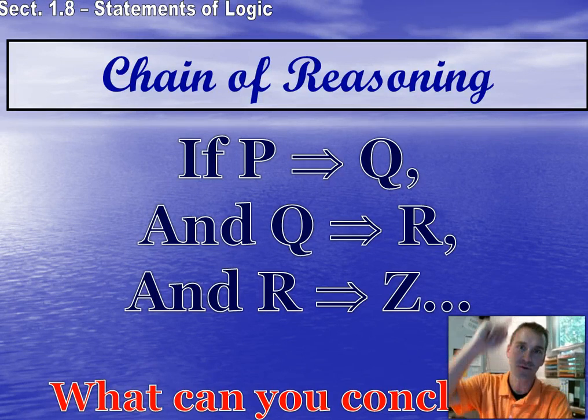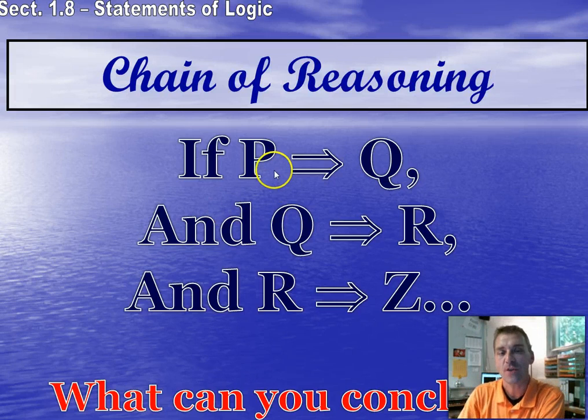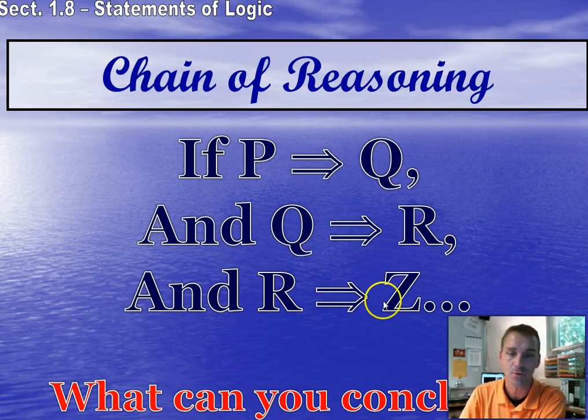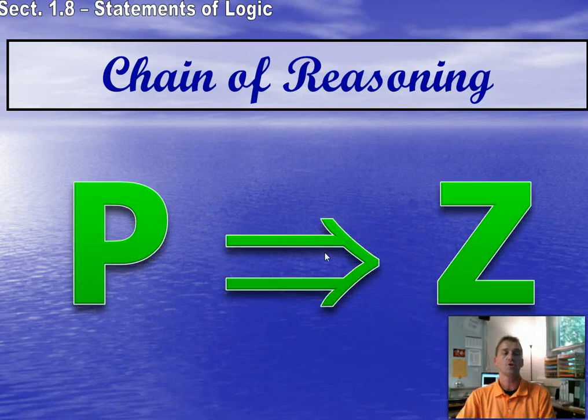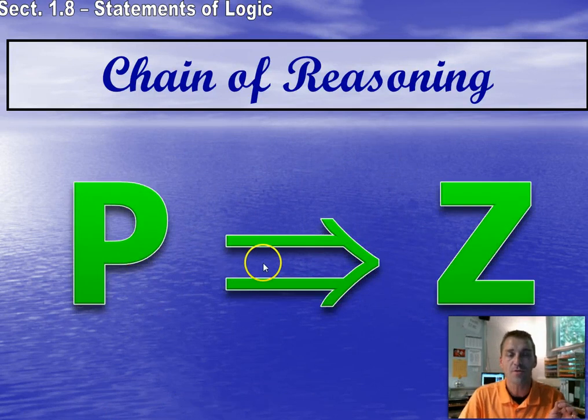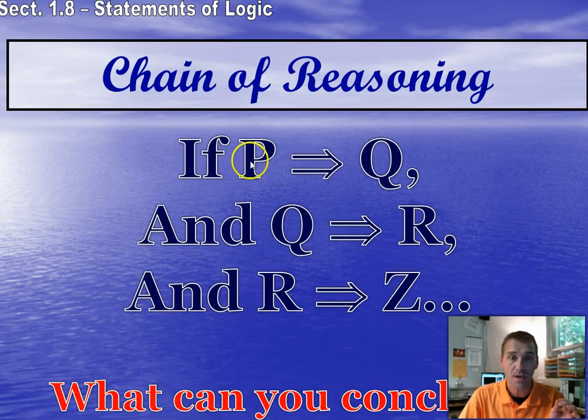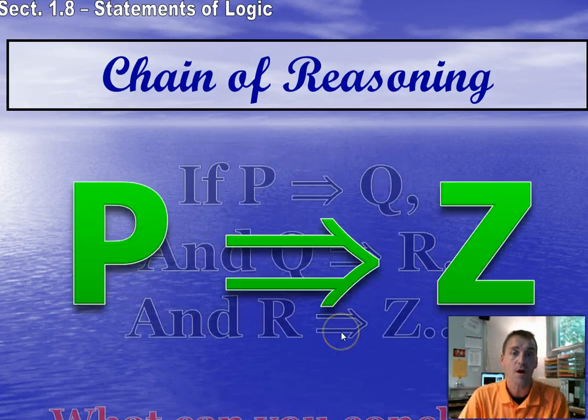What do you think? I'll give you a little hint. Back to Algebra 1. If you linked all of these things together, it would be called the transitive property. If P equaled Q, Q equaled R, R equaled Z, you would conclude that P would be equal to Z. And that is an accurate thing from Algebra 1. By the way, same thing happens with the chain of reasoning with logical statements, implications. So if P implies Q, Q implies R, R implies Z, then ultimately you could conclude that P would then imply Z. So P, the whole way through all of these, would imply Z.